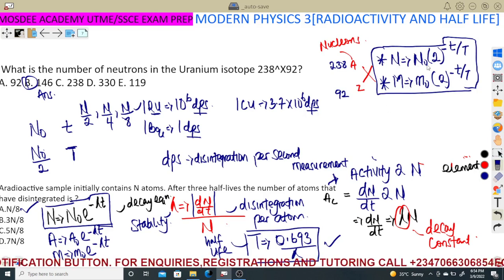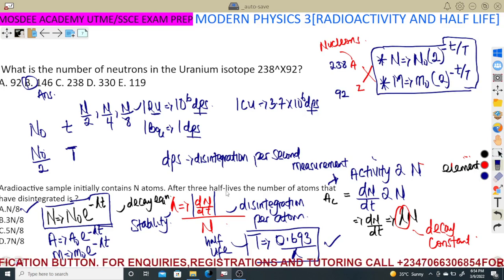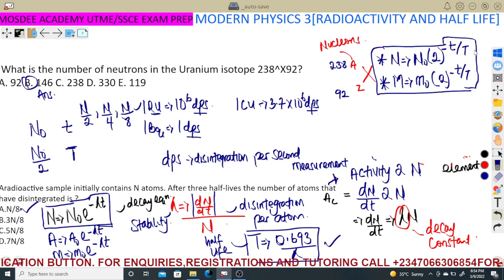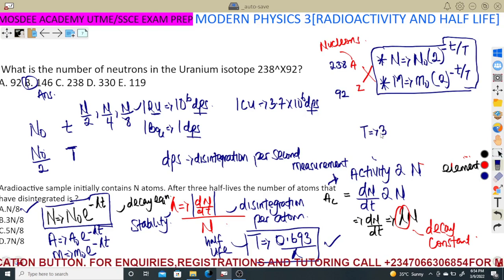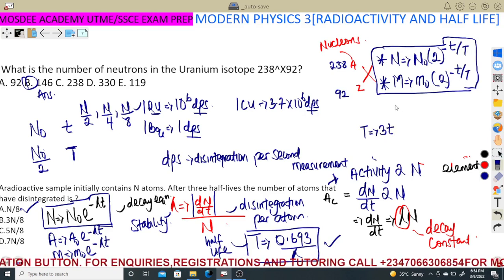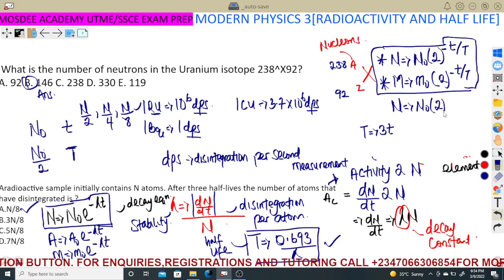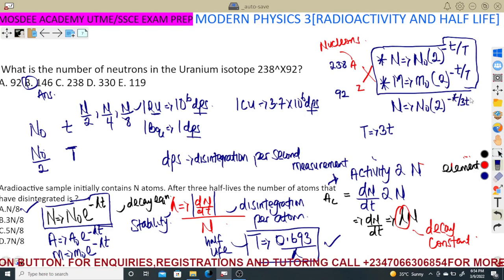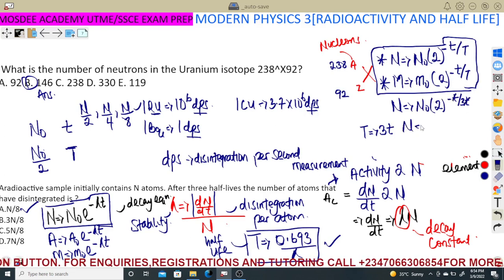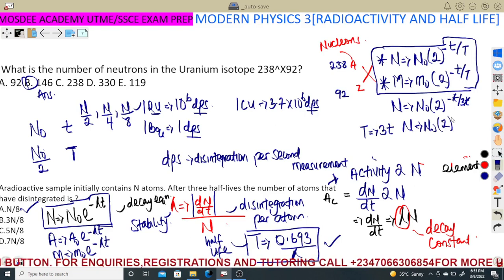So the initial number of atoms is N. 2 raised to power minus t over capital T, after 3 half-lives, means capital T is equal to 3t. If you want to show mathematical skill, you can say N equals N naught, 2 raised to power negative t over 3t. As you can see, the t gets cancelled out. I have N equals N naught, open brackets, 2 raised to power negative 1 by 3.